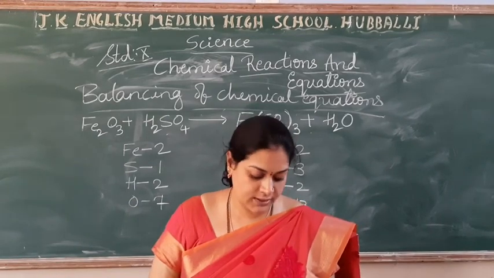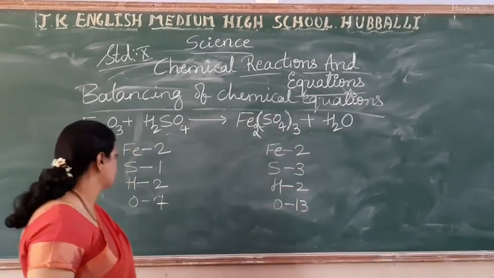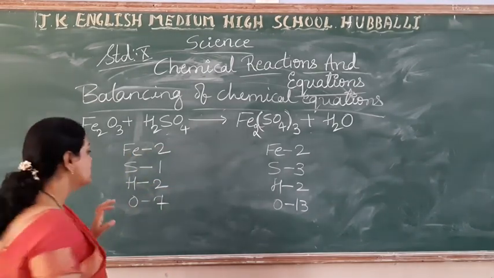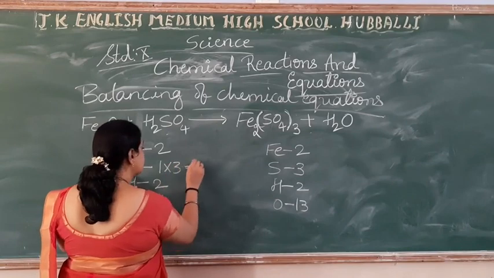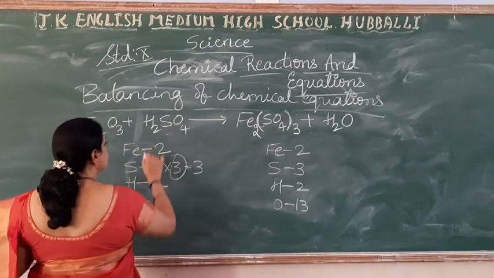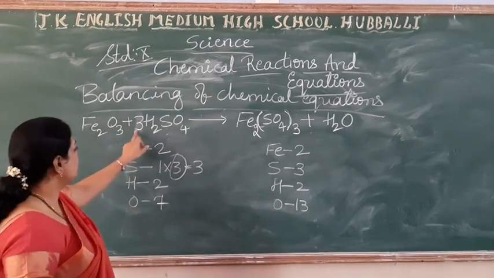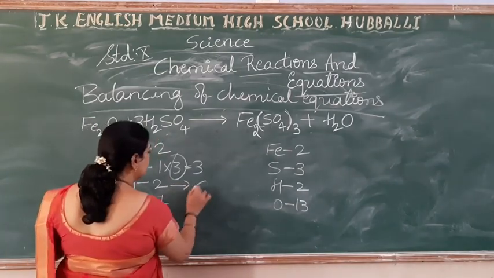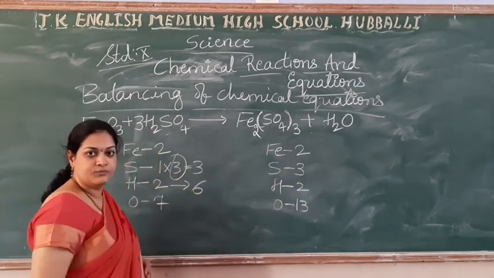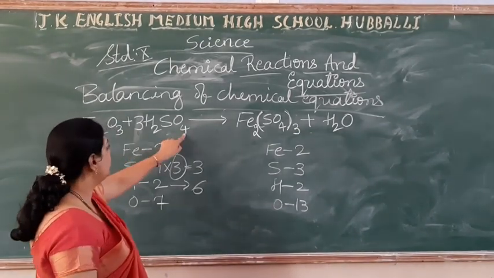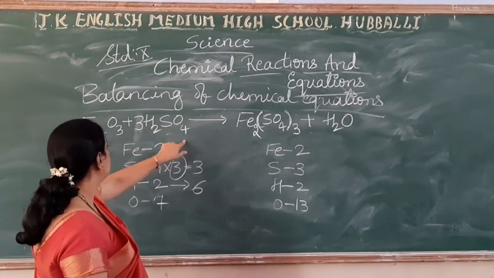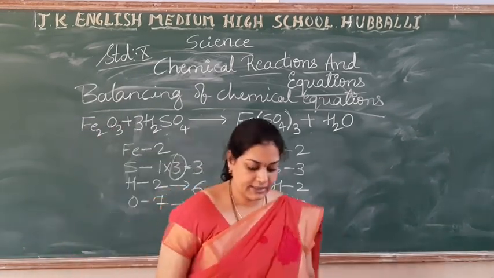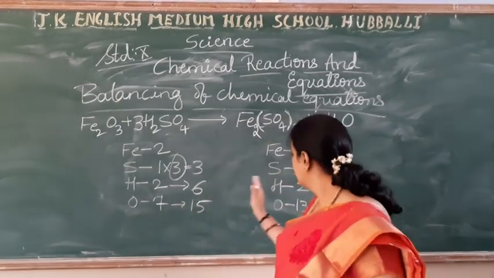Hope you are understanding students. Yes, now you have to balance this. Iron 2, okay, and sulfur 3. So let me multiply this one with 3 first. Where should I write this 3 students? I have to write it here. So 3 sulfur, but what about hydrogen? 3 2s are 6 it has become. This side it is 2. Oxygen, 3 4s are 12, 12 plus 3, it has become 15. That side it is only 13.